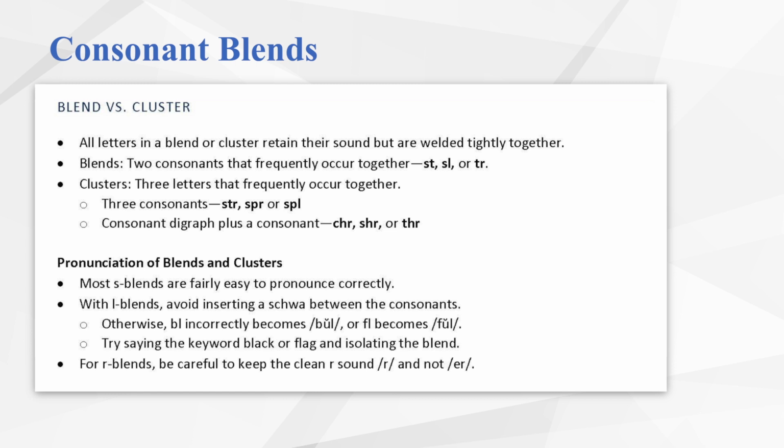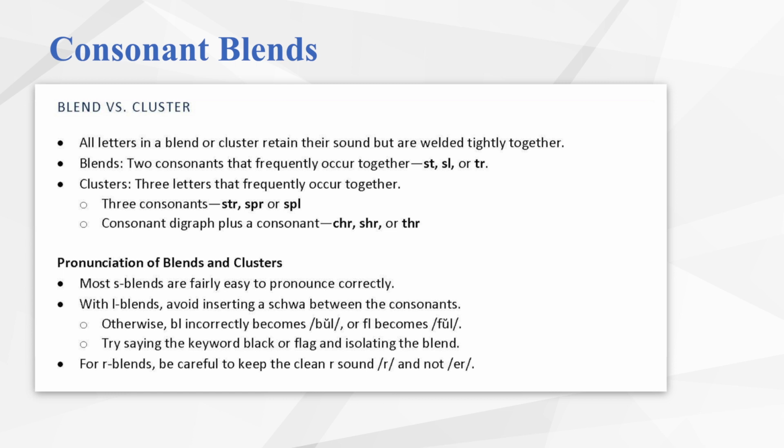Let's begin by going over the terms blend and cluster. Both blends and clusters are made up of consonant sounds. A blend has 2 consonants. A cluster has 3. The difficulty with blends and clusters is that they add complexity to words, both regarding the visual appearance of a word, which can become significantly longer, and from an articulation perspective, where producing words with so many consonants in close proximity can be difficult.